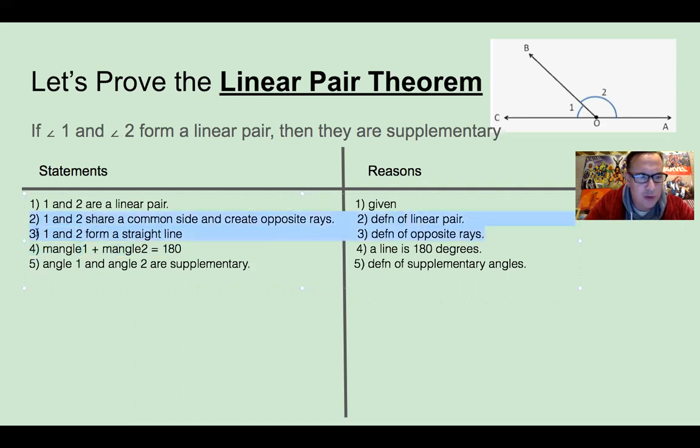Now, there's one part about this that I'm not 100% happy with, and it's these two things. So rules 2 and 3, when we put them together, this is the true definition of a linear pair, a straight line and the definition of opposite rays. I think you guys probably could have said just this. You could have said 1 and 2 form a straight line by the definition of a linear pair, and then you could have moved to the rest of this. I just wanted to make sure that you could see how these were going to be here.